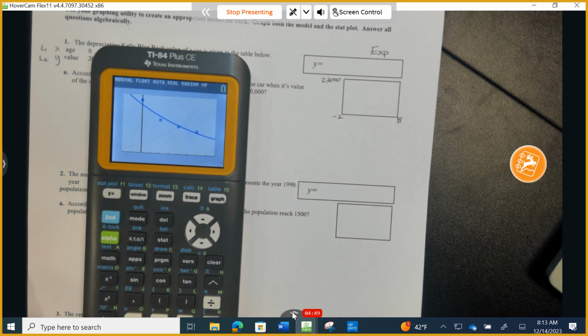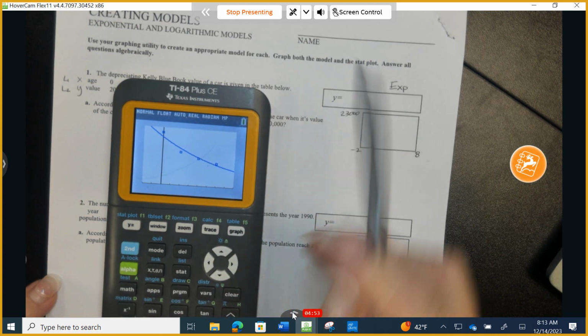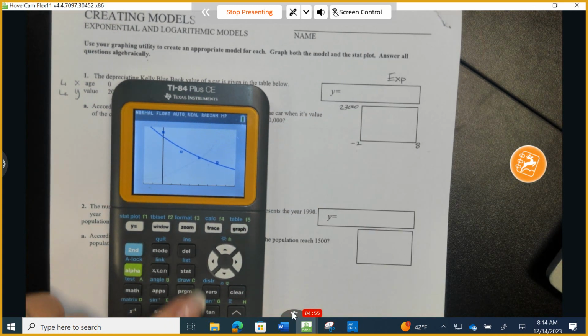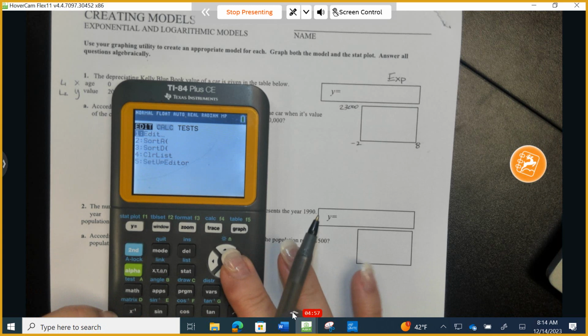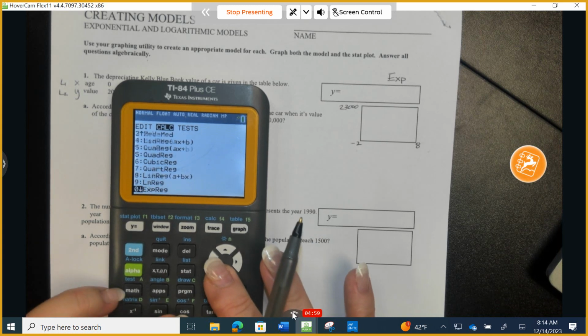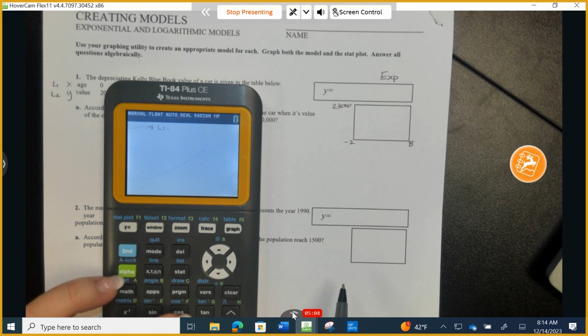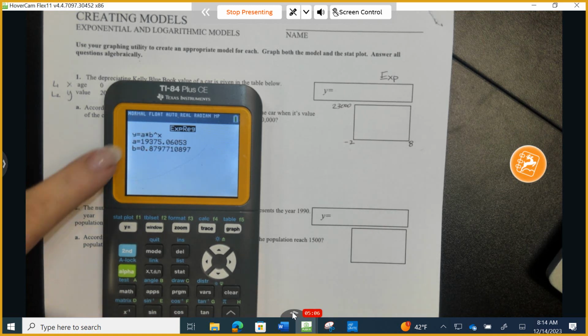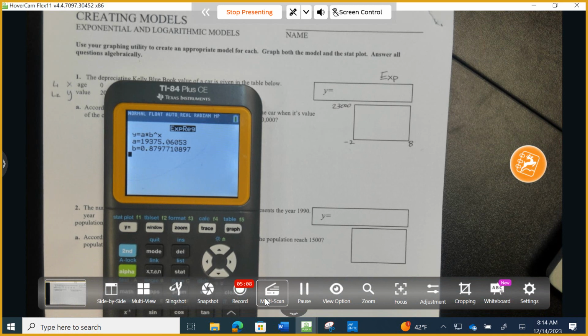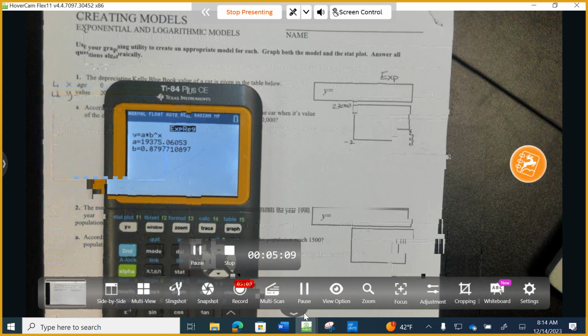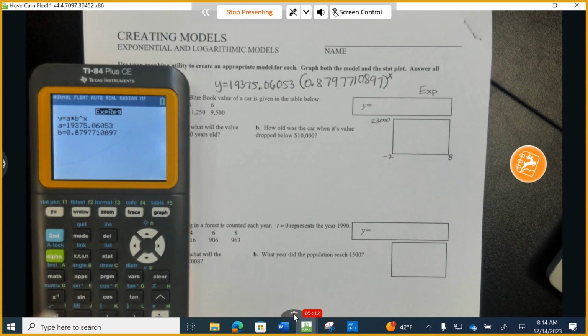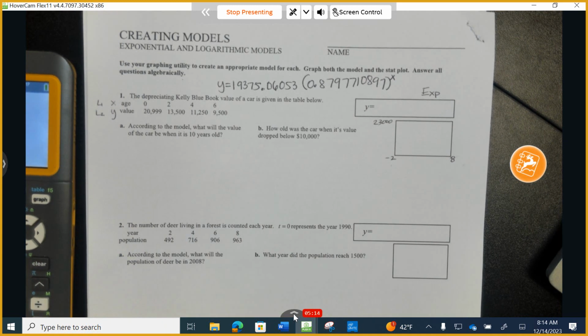Now he wants us to write down the exact equation, and I don't think this is really enough room for me, so I'm going to write it up above. I'm going to press pause after I go to, again, stat, calculate. I'm going to go down to exponential regression. I'm going to press enter all the way through, and I'm going to write this down. So I'm going to press pause and write this down as an actual equation. Simply wrote down the exact equation, and now I'm going to go through and I'm going to answer these questions.